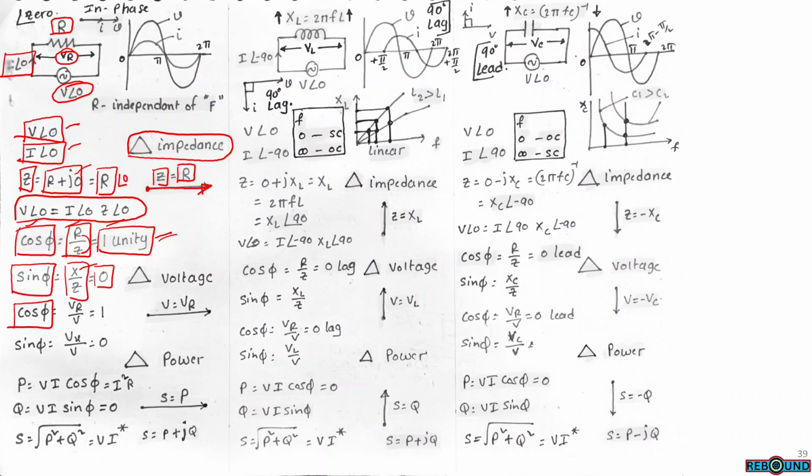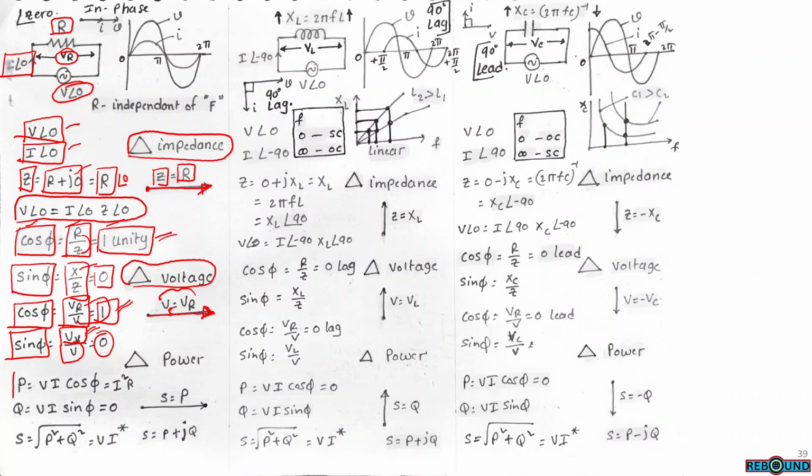Power factor with reference to voltage terms is VR by supply voltage. VR and supply voltage are both the same, so the power factor with reference to voltage terms is also 1, that equals unity. And sin phi equals VX by V. Here VX is 0, so sin phi will be 0. From the voltage triangle, VR will equal Vs, that is the source voltage. So this is also simply a straight line.